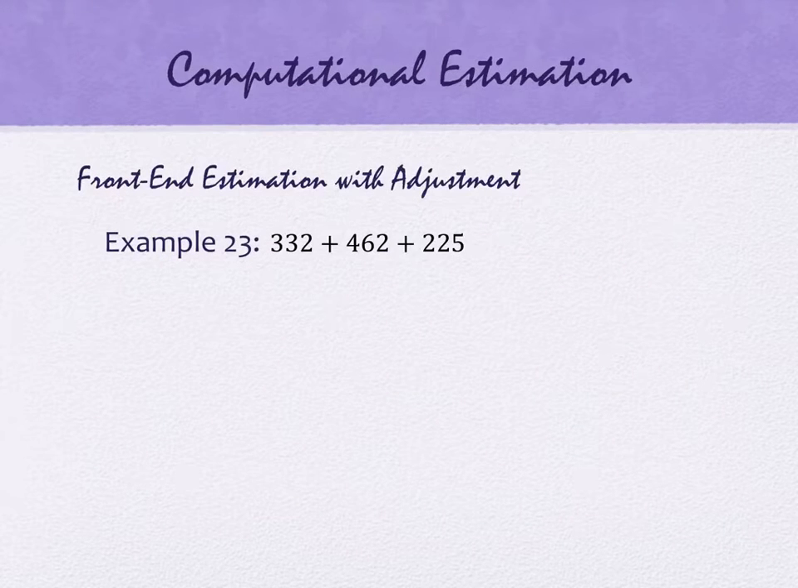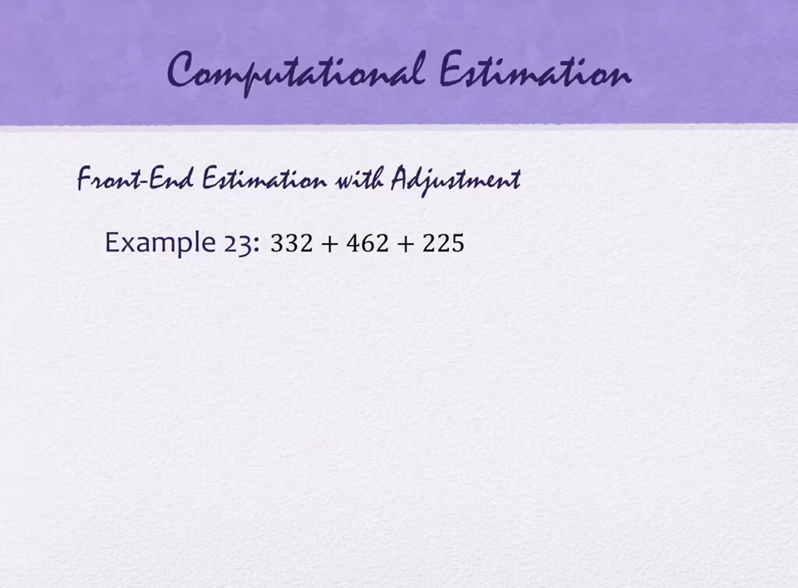Looks like this. Okay, so there's several ways to estimate. One of them that you're very familiar with is called rounding, and we will get to that one. But that's not the be-all and end-all for estimating for a sum, okay? So I want to present to you first one that's called front-end estimation with adjustment, all right?